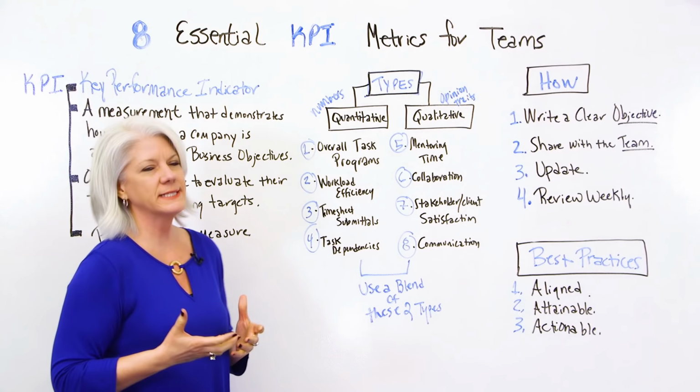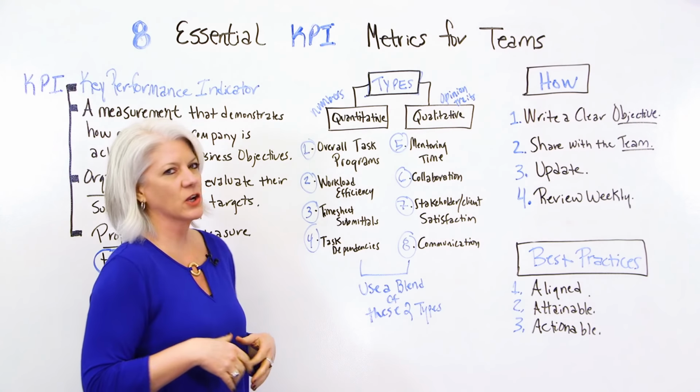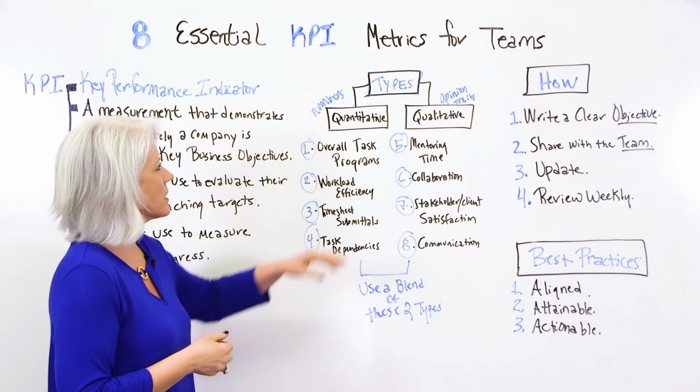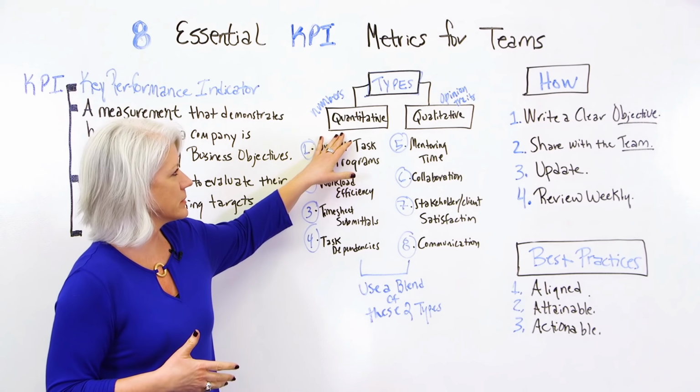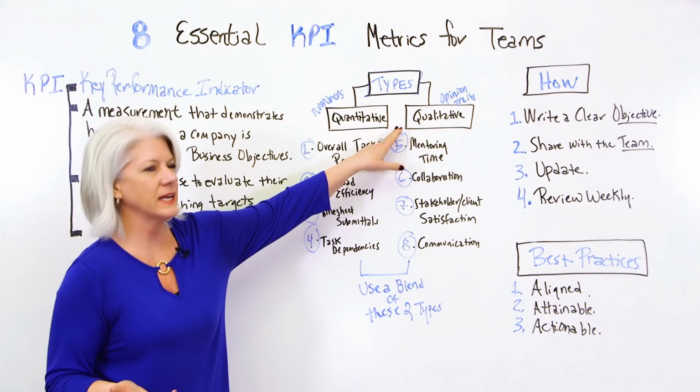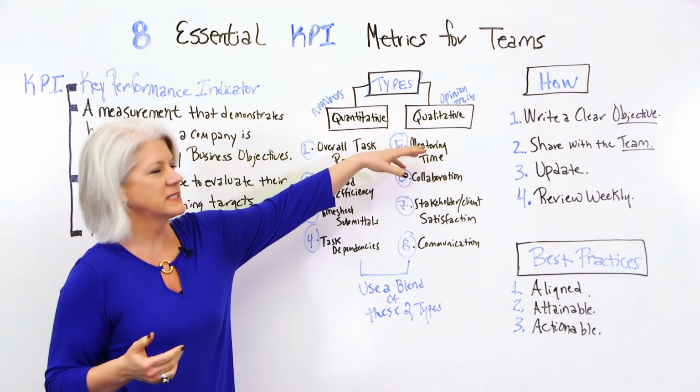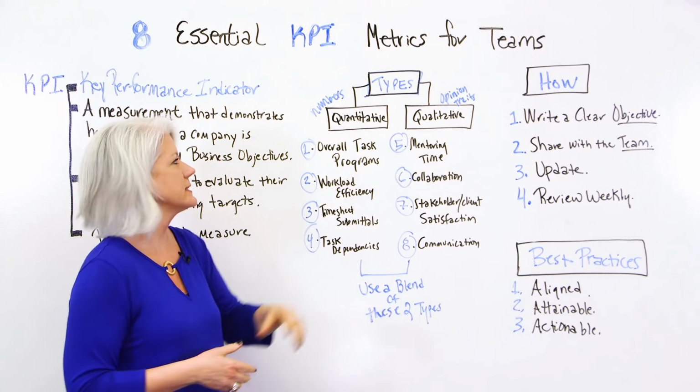We have quantitative KPIs and qualitative KPIs. So when we're talking about quantitative, we're measuring those KPIs using numbers. When we talk about qualitative, we're measuring the KPIs by opinions or traits.